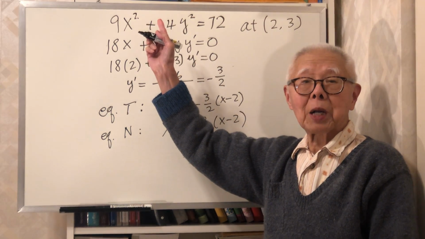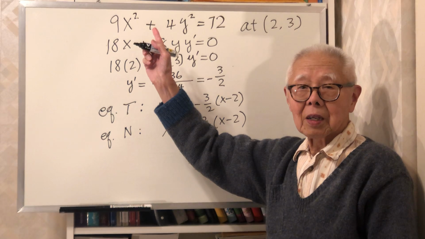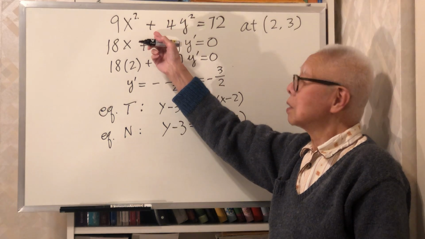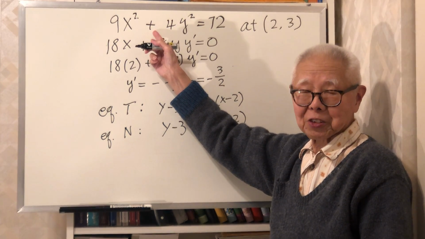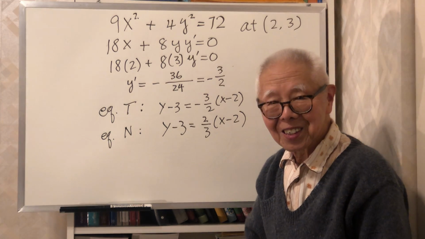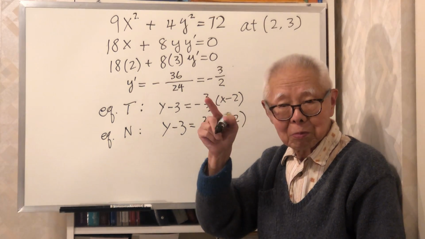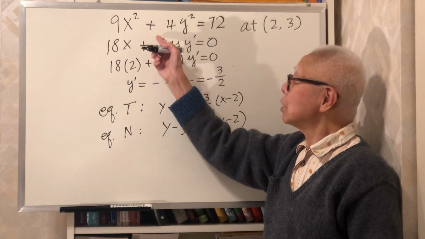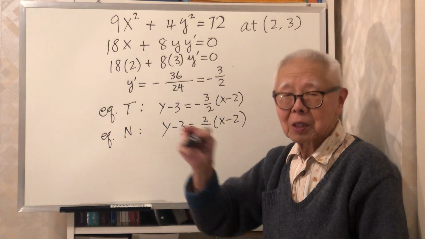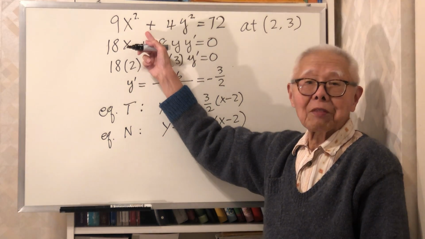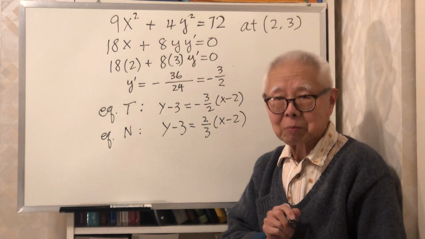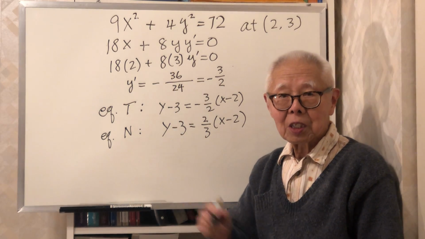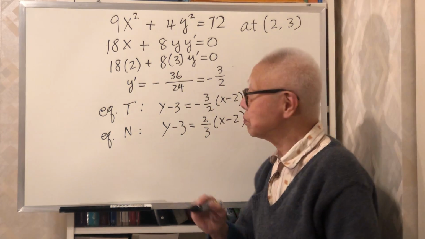This function is very similar to what we have before. What we had before was minus here, but now we have plus. I made a mistake in the last example, but I corrected it. If you have a plus, it's an ellipse. If you have a minus, it's a hyperbola. So this is an ellipse. The first step is to make the right-hand side 1.